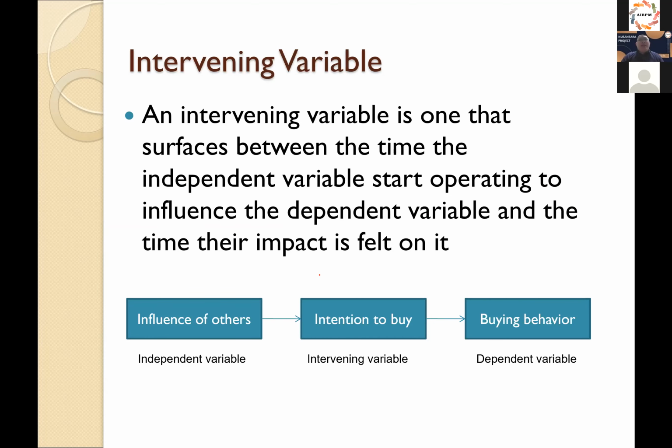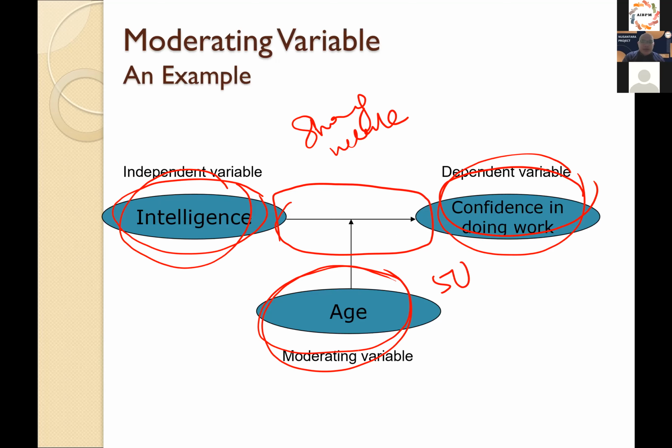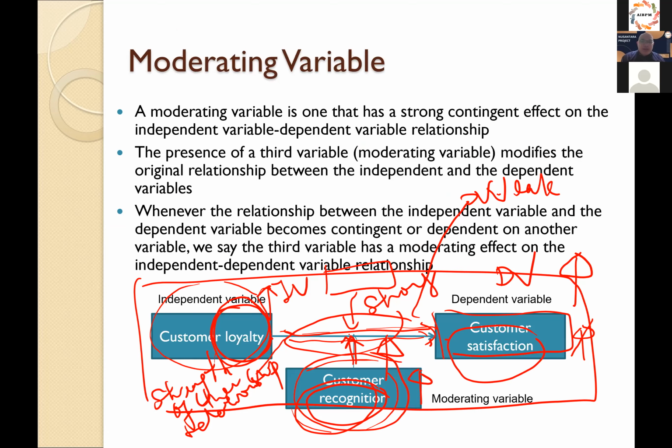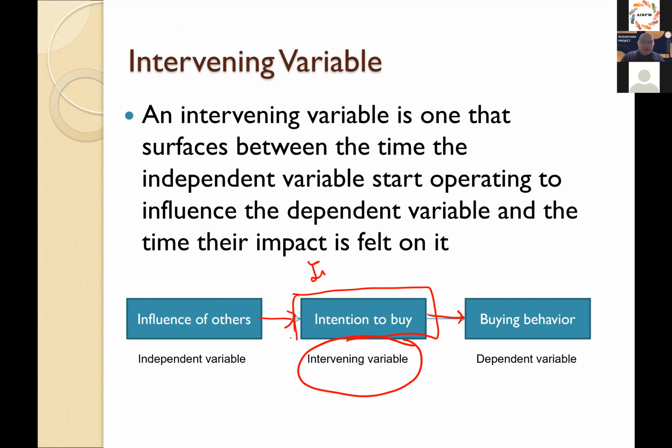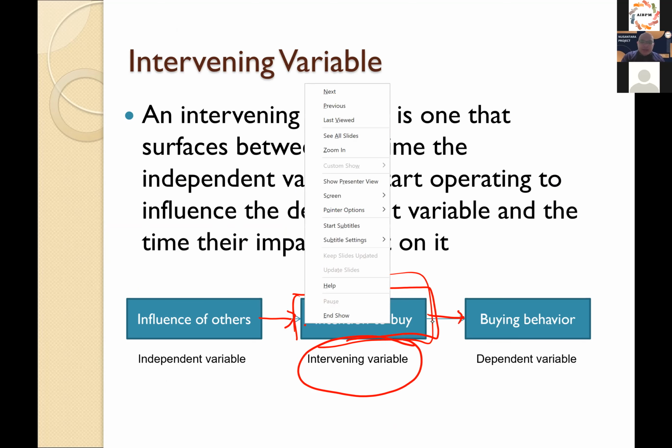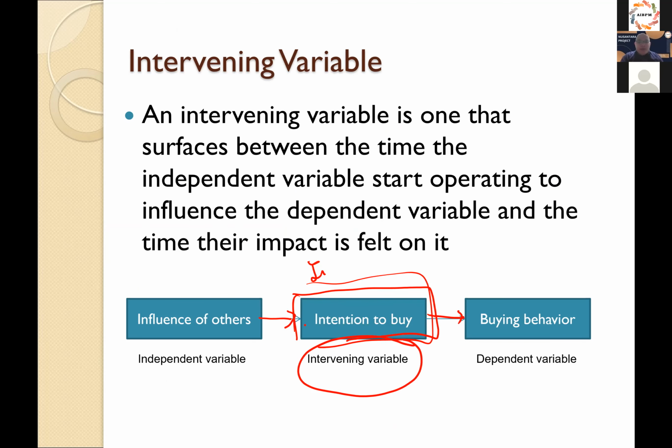Now, what is intervening? The way to draw it is like this, it's already given here. You need to draw it this way, with the arrow pointing to this, and this pointing to this. It's different from moderating. Moderating is in the middle and points down to the IV-DV relationship. But for intervening, the entire variable goes in the middle. The IV points to it, and this intervening variable will point to the dependent variable.